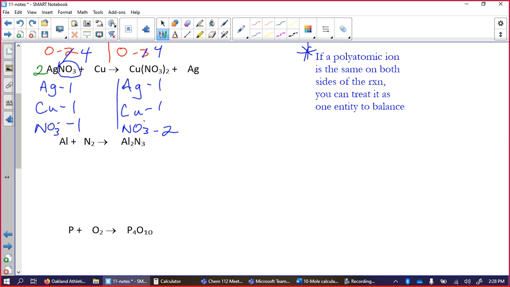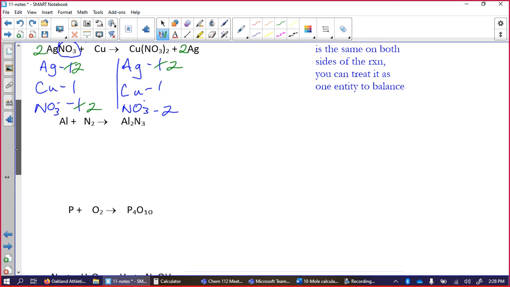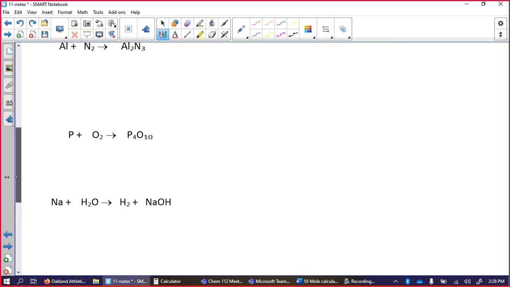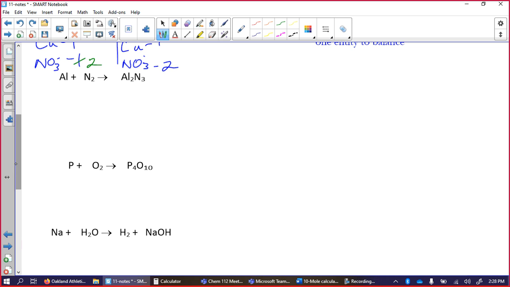So if I put a 2 here, I now have 2 silver, 2 nitrate. So the nitrates are happy, the copper's happy, so I only have to worry about silver. So if I put a 2 there, that becomes a 2 and balanced. So far, so good. I'm going to quickly run through. This one should be fairly straightforward.